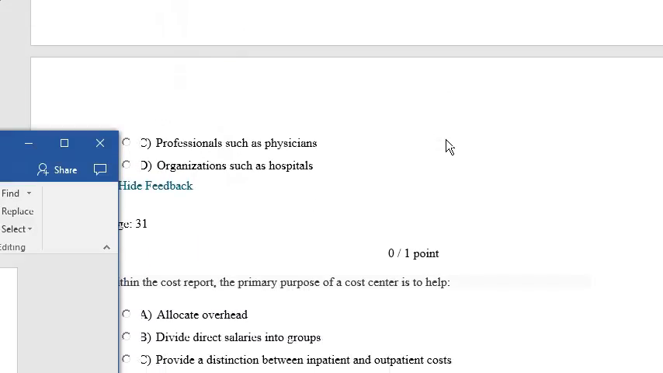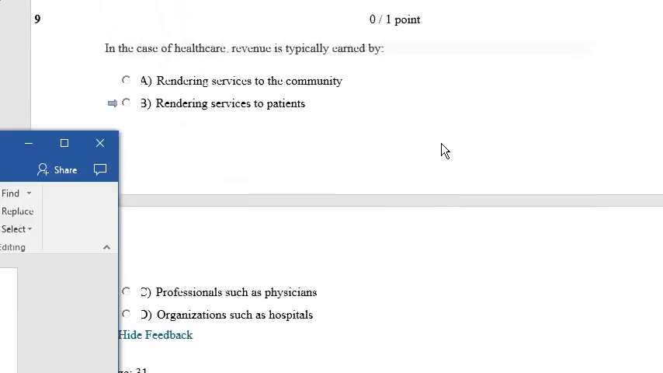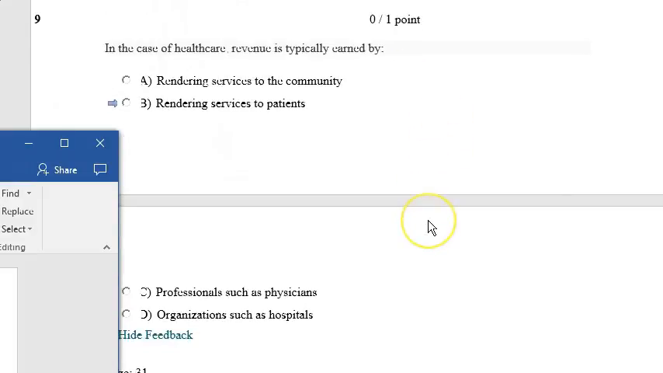Some of the answers I threw in there to kind of throw you off would be professionals such as physician. Well, that doesn't make any sense. And organizations such as hospitals. So that doesn't make any sense. So basically, when you look at how does healthcare make money? They make money by rendering services to patients. So that's a no-brainer. All right.